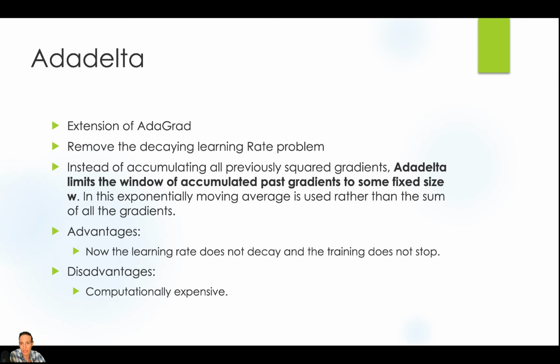It's an extension of the original ADAGRAD, and basically it removes a problem that the original ADAGRAD algorithm had, which was one of decaying learning. Its main weakness was the accumulation of squared gradients in the denominator, which caused a decaying learning rate problem. So instead of accumulating all the previously squared gradients, Adadelta limits the window of accumulated past gradients to some fixed size, so it doesn't look back so far, and that greatly improves the algorithm. Now the learning rate does not decay, but it's still computationally very expensive.